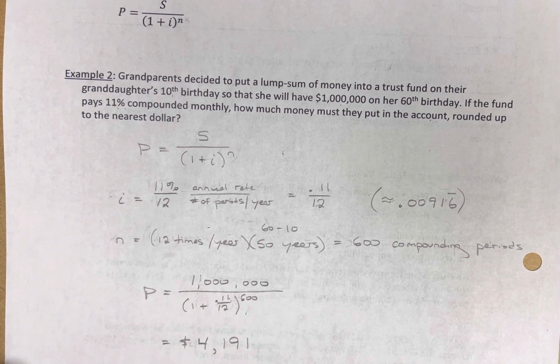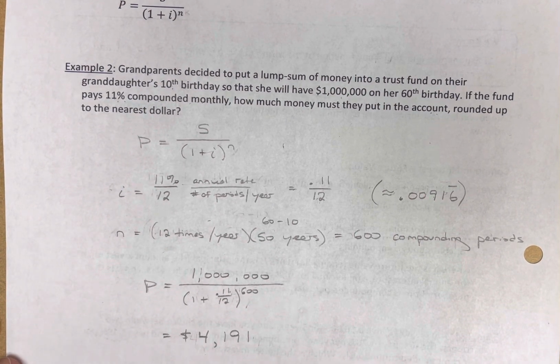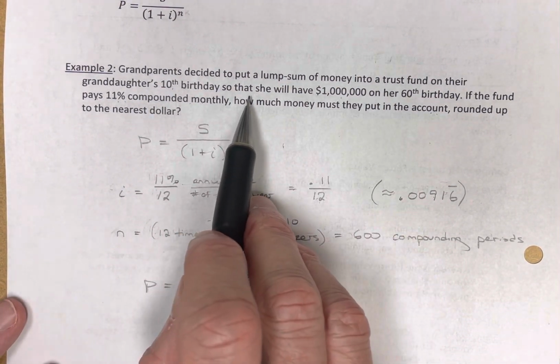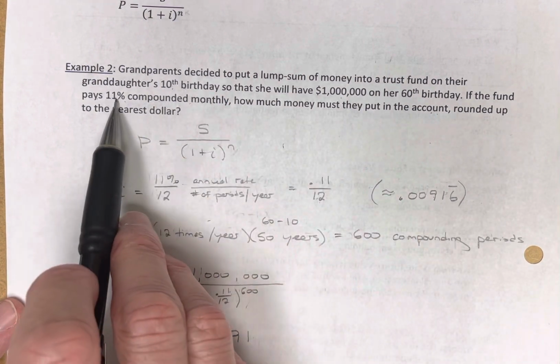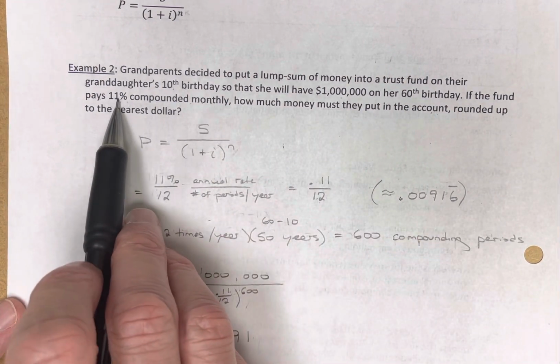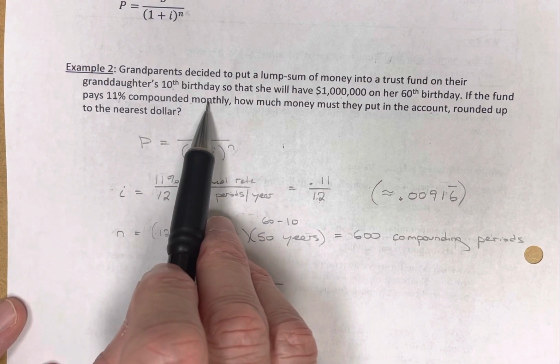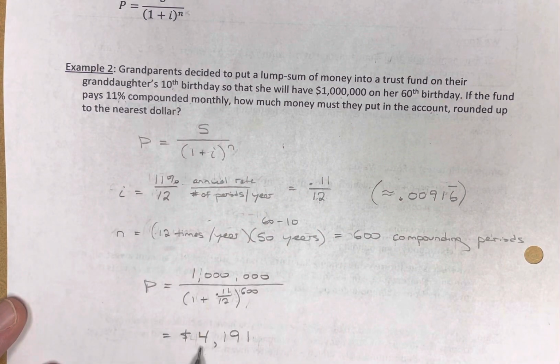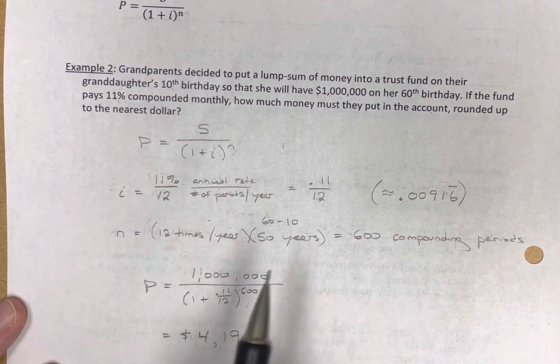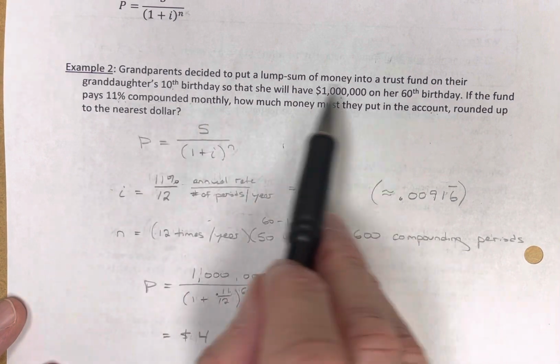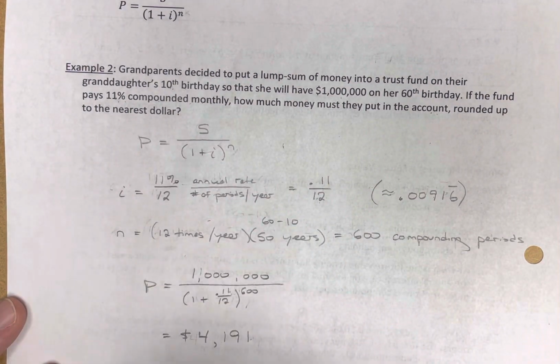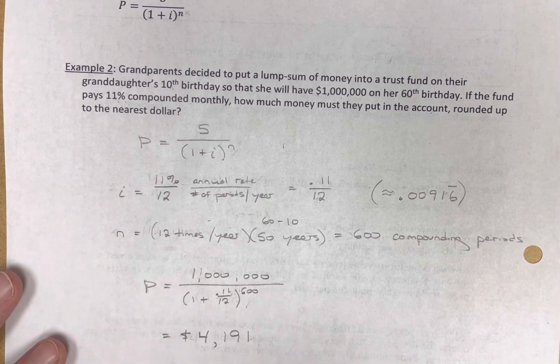$4,191. How nice is that? These grandparents have just discovered that in this situation, 11% compounded monthly, if they put $4,191 into this account today, and they let that money sit for 50 years, their granddaughter is going to have $1 million when she turns 60. Pretty impressive, the power of compounding.